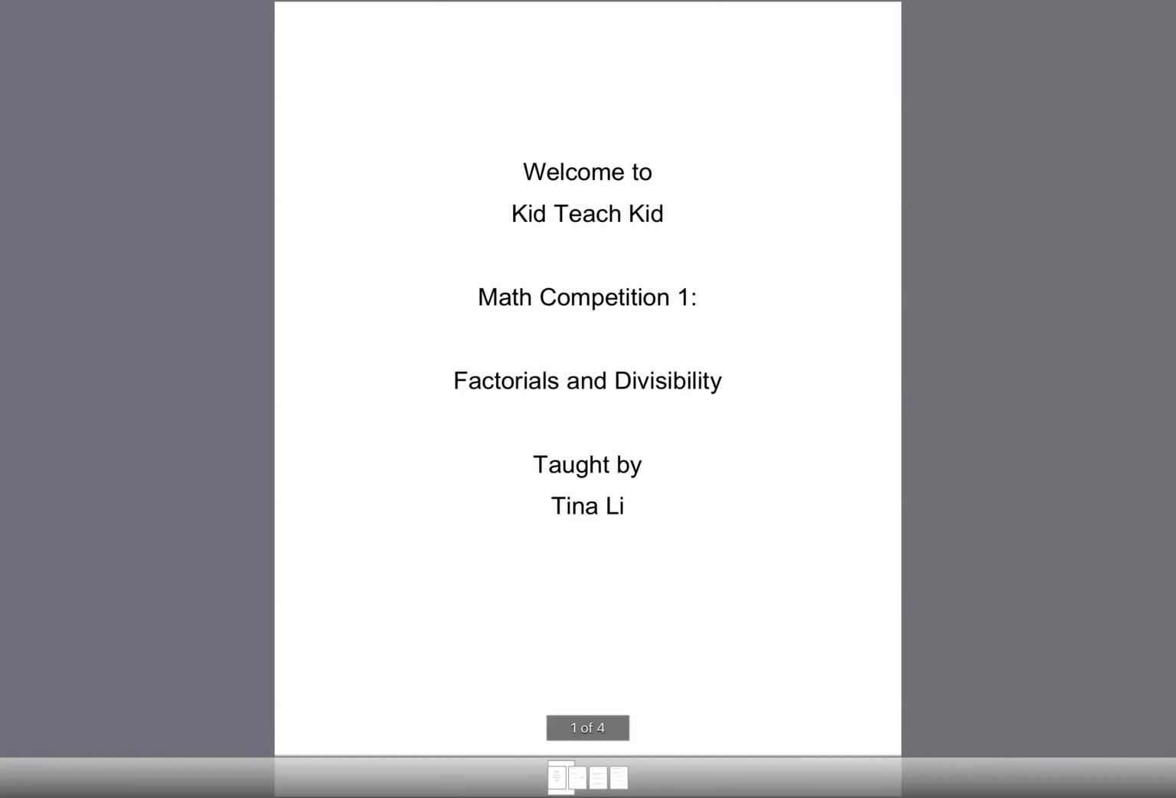Okay, so I guess we can start now. Today I'll be going over factorials and divisibility. We'll go over factorials for the beginning of class, but we might spend a little more time on it, so the rest of the divisibility questions will just be for homework. Okay, so let's get started.